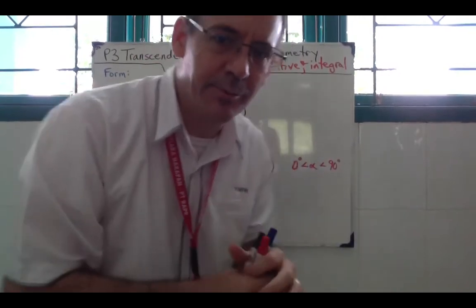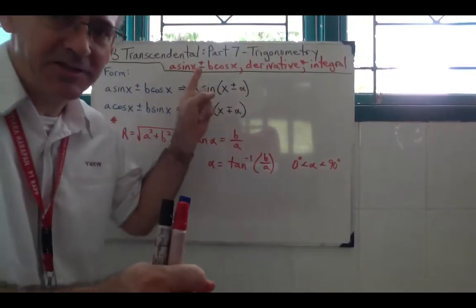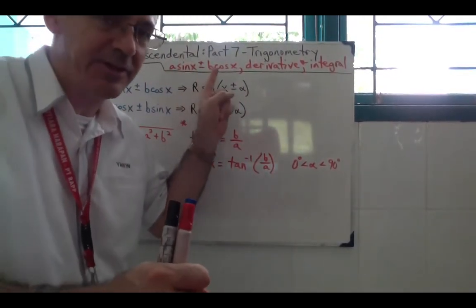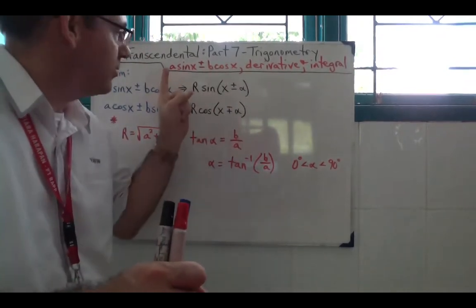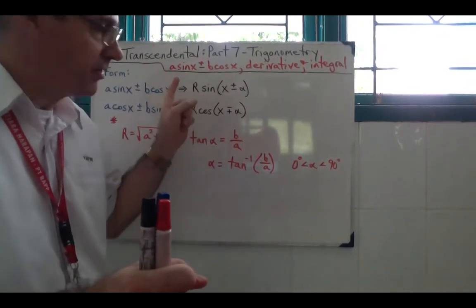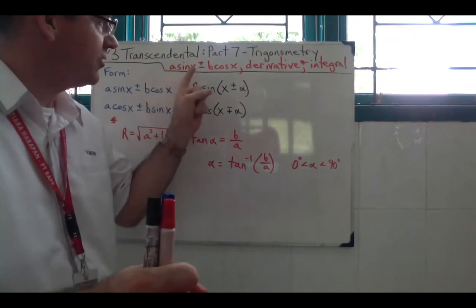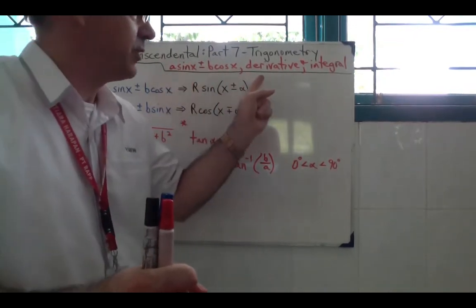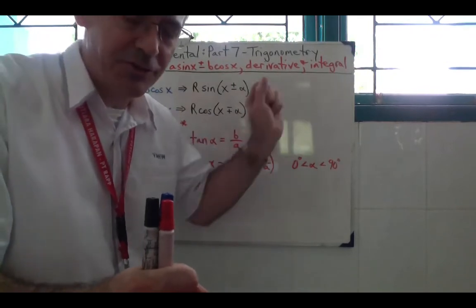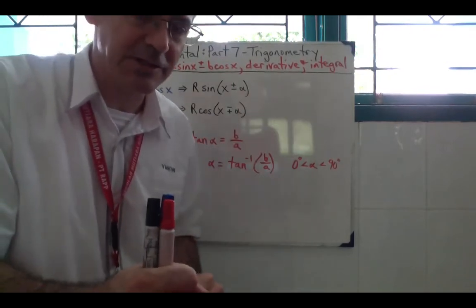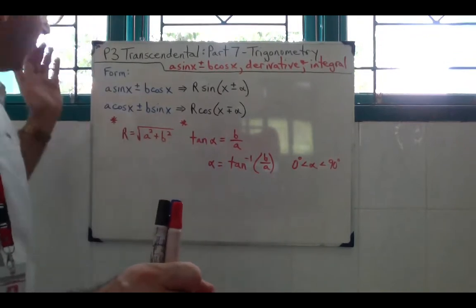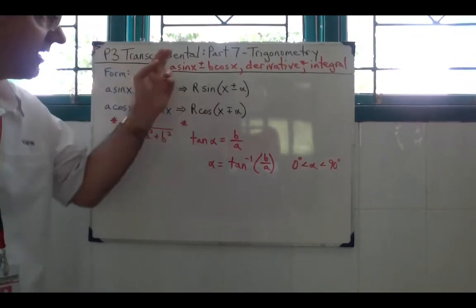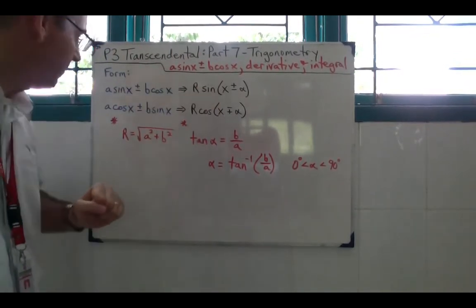Today we want to look at Pure Math 3, Transcendental Functions, Part 7, Trigonometry, with a focus on the a sine x plus or minus b cosine x form, and derivatives and integrals of the trigonometric functions. So first, we're going to start off with this unique kind of form here.